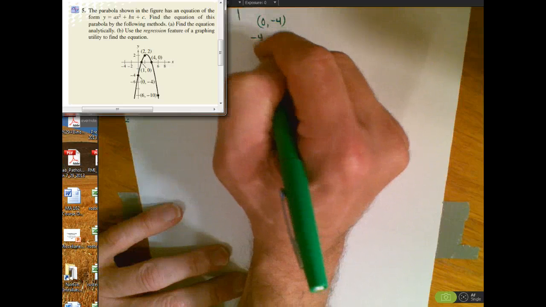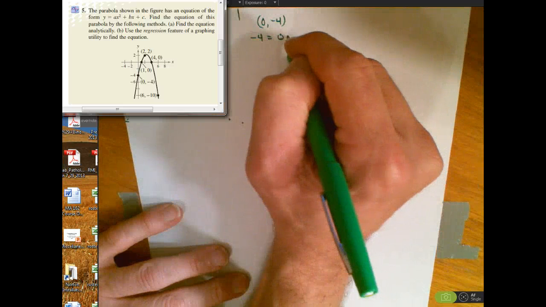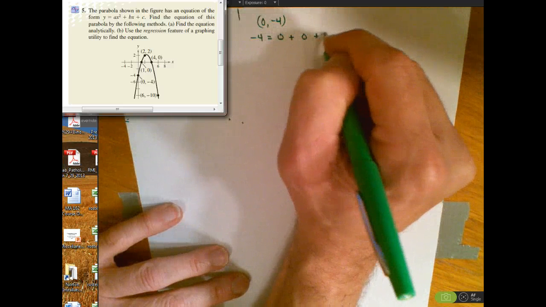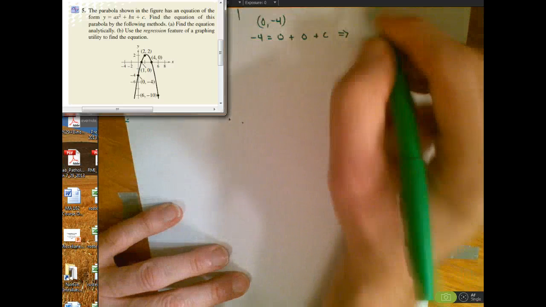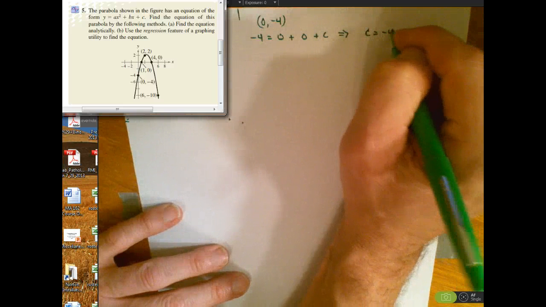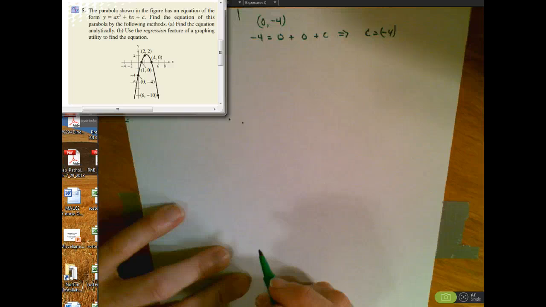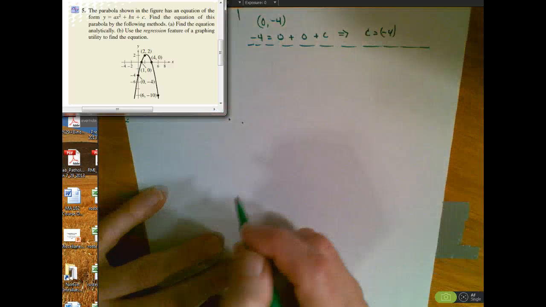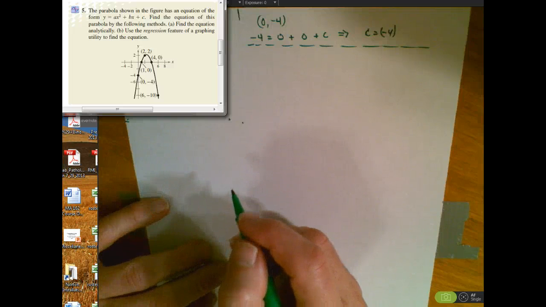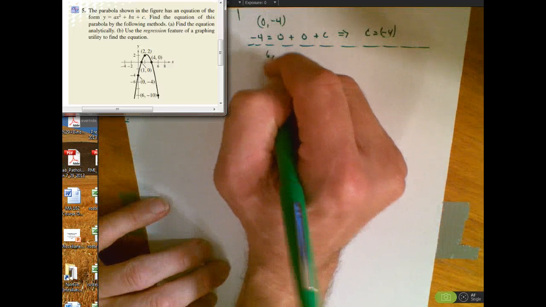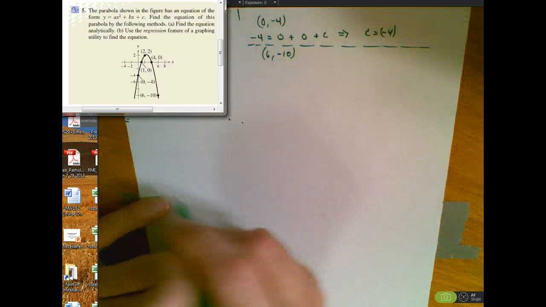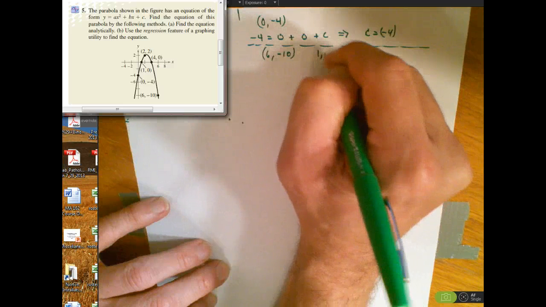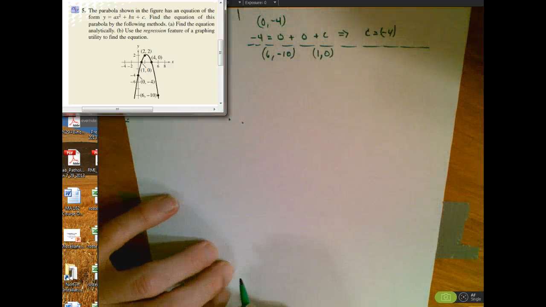So the output is -4, which is equal to 0 plus 0, because the x's are 0, plus c. Therefore, c has to be -4. Okay, we got that one out of the way. Now we'll set up two more equations, and I will use the point (6, -10) and maybe the point (1, 0). Those are easy numbers to work with. Let's see what that gives us.